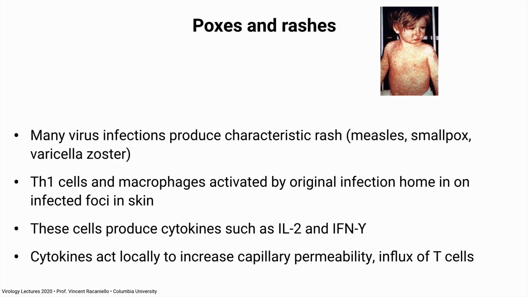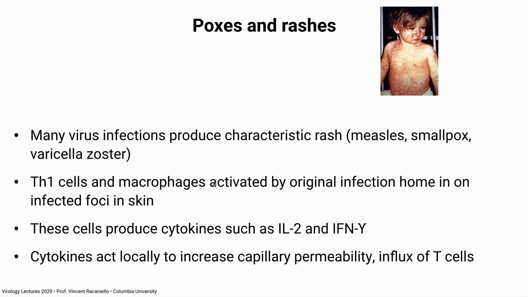Poxes and rashes associated with virus infection: measles, smallpox, varicella zoster. There's a child with measles rash. These are typically immunopathology reactions. And what happens is that there are infected foci in the skin. The virus has reached the skin after a secondary viremia.